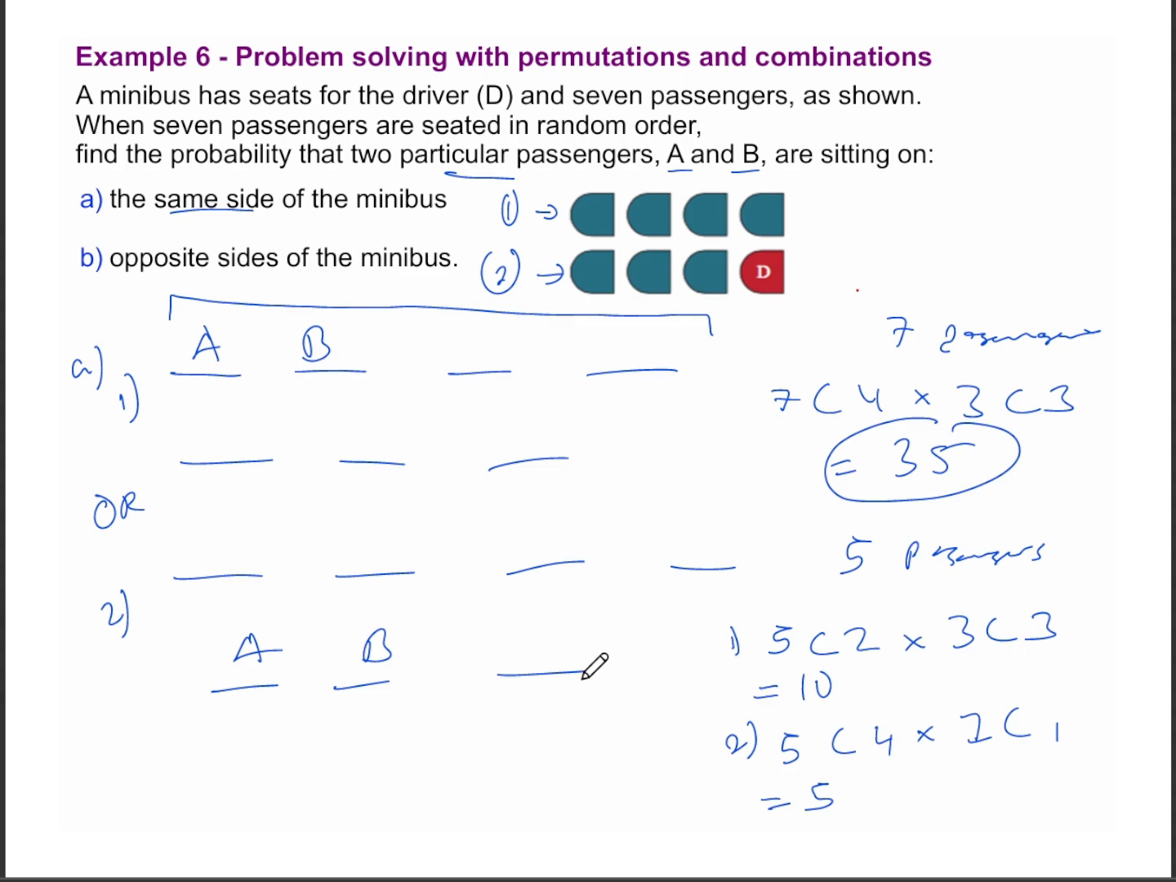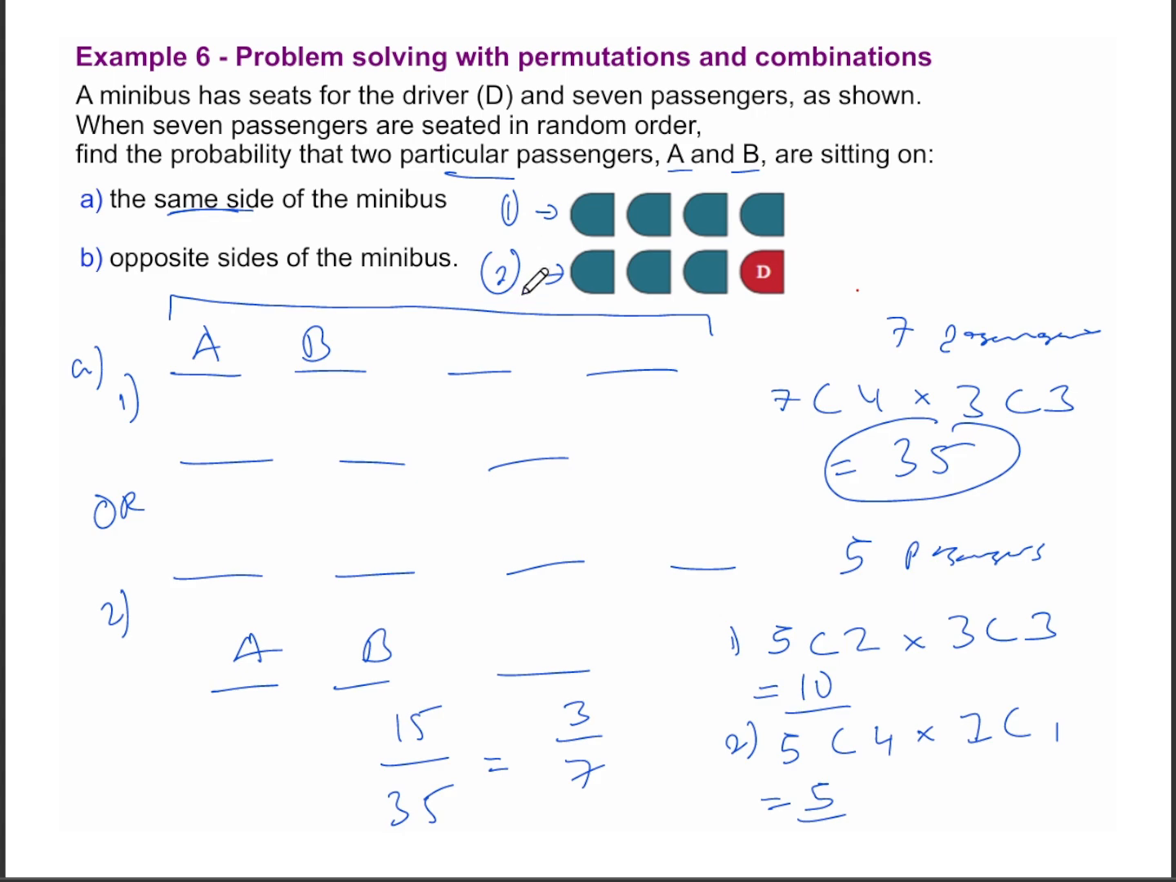For the probability, we take the total successful events, 5 plus 10, 15 total events that are successful, meaning they are on the same side of the minibus, divided by the total possible events, 35. So the probability here is 3/7 for passengers A and B being on the same side of that minibus.